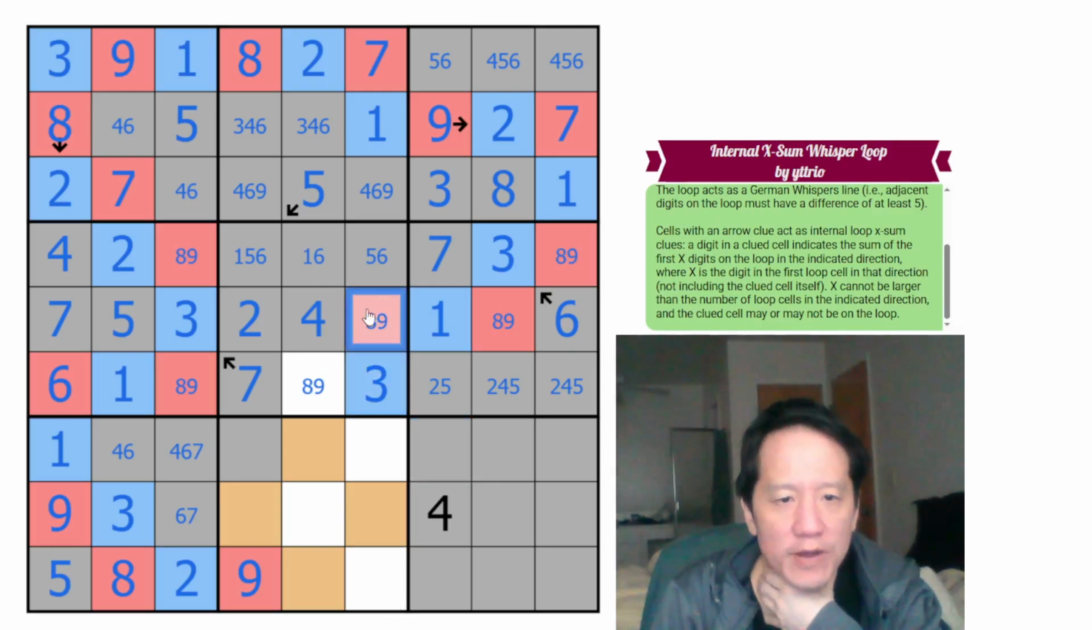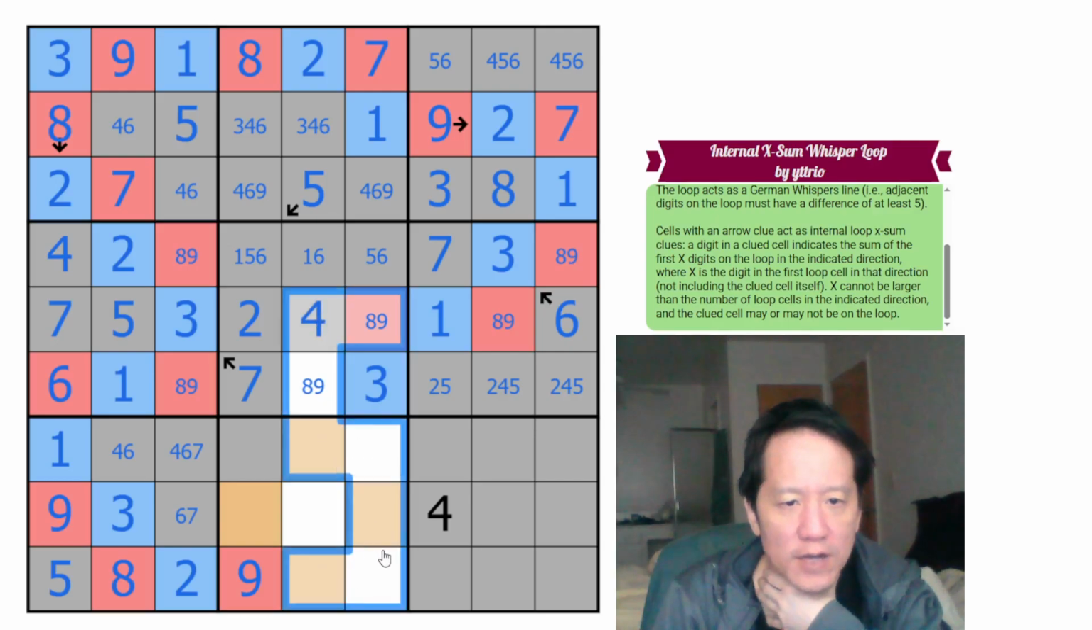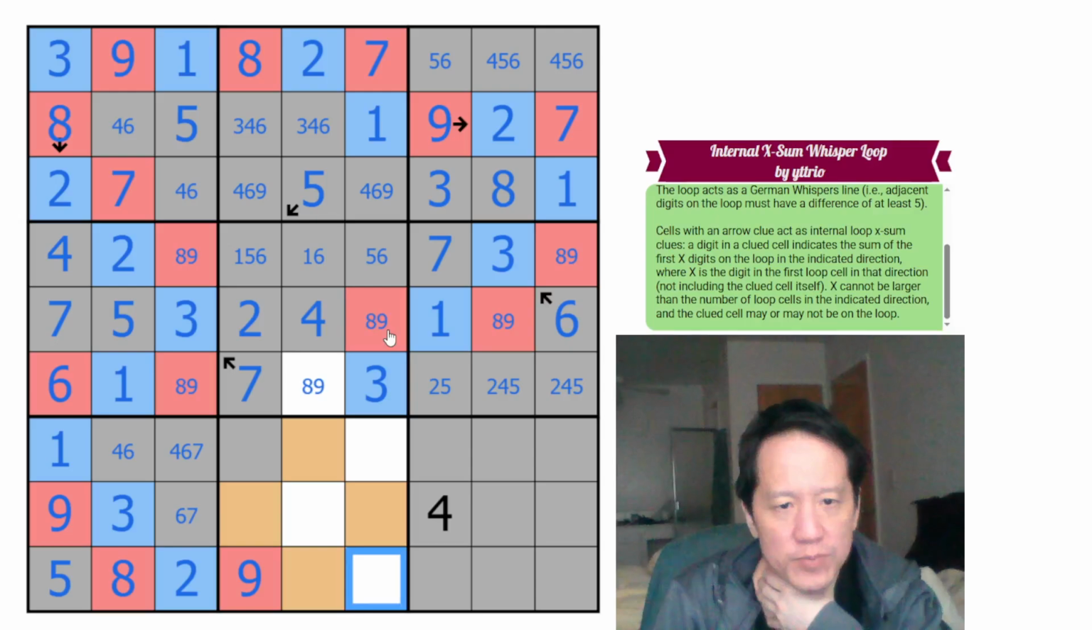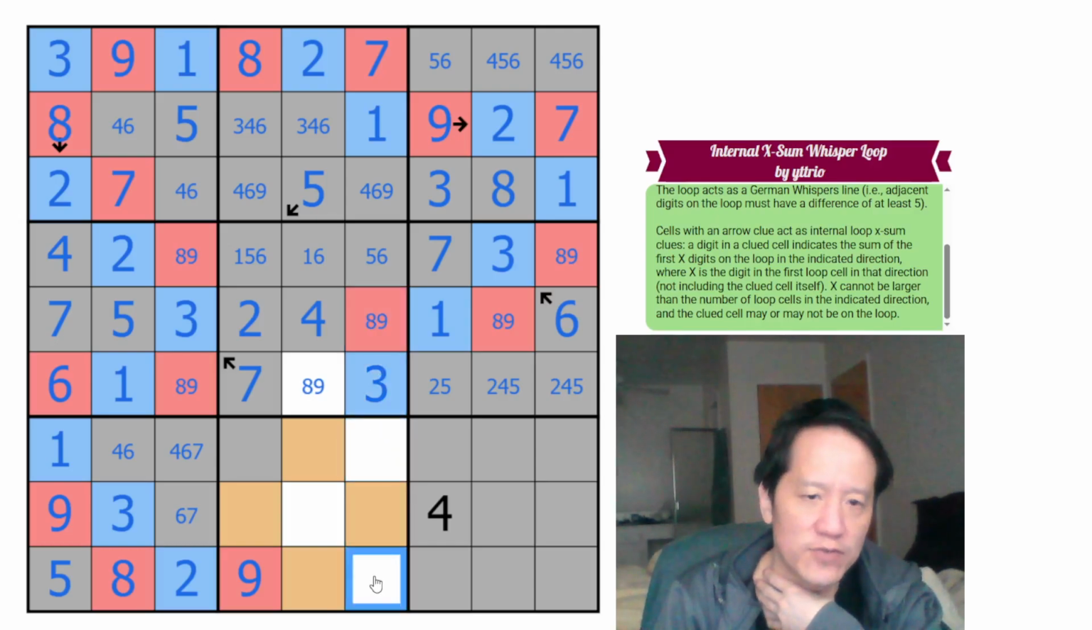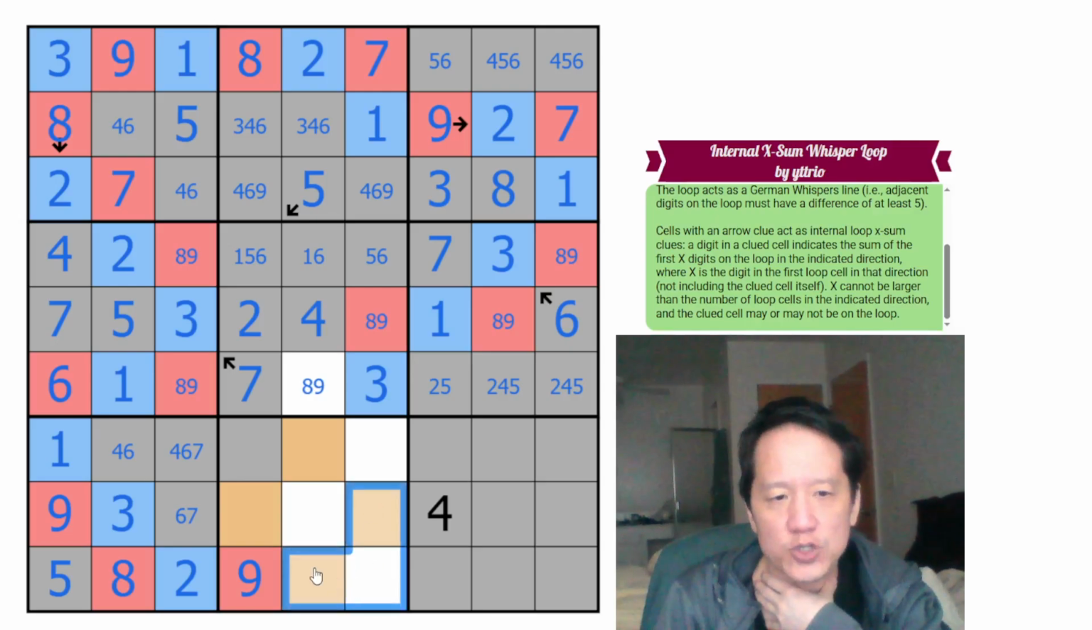So now that we can't go this way, I don't think this can ever be on the loop, right? Yeah, it can't, it would touch itself if it tries to go back here. Or if it goes all the way down, the problem is then this would be 8, 9, 8, 9, and this would have to be a 6. But it would see 2 unique digits on the German whisper loop, which is not allowed. So this is never on the loop.